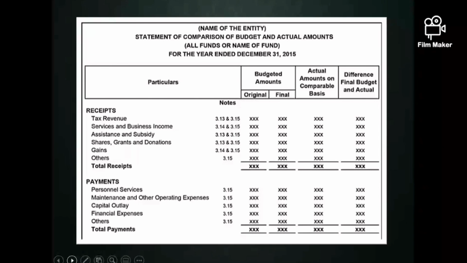Itong variance na to, hindi po yan naka-base dun sa original. So, this is actual minus final. Kaya, difference, final budget and actual amount. So, we have here, actual minus final. Ito po yan. All differences or variances must be explained in the notes to FS.